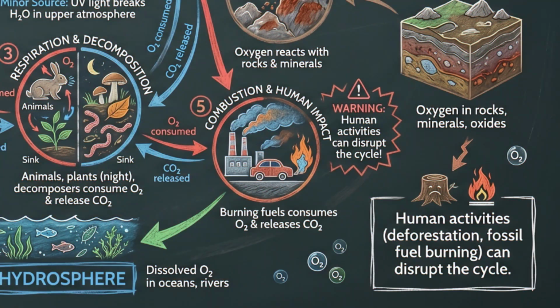You'll notice a small section highlighting human activities. Deforestation reduces oxygen production, while burning fossil fuels increases oxygen consumption and carbon dioxide levels. This can slowly disrupt the natural balance of the cycle.